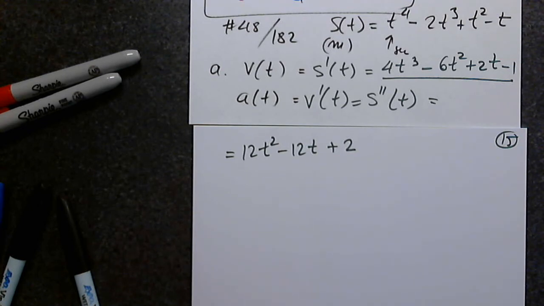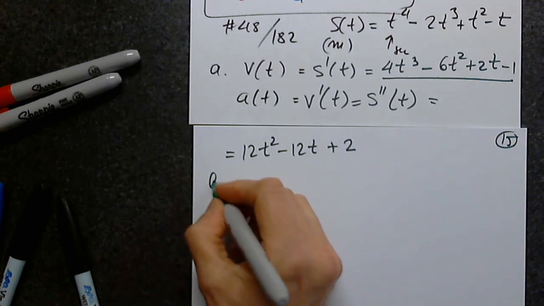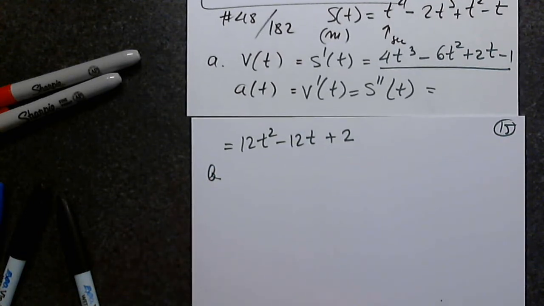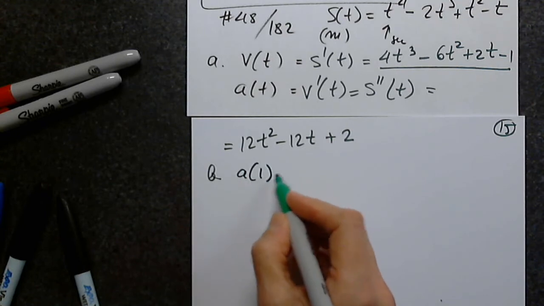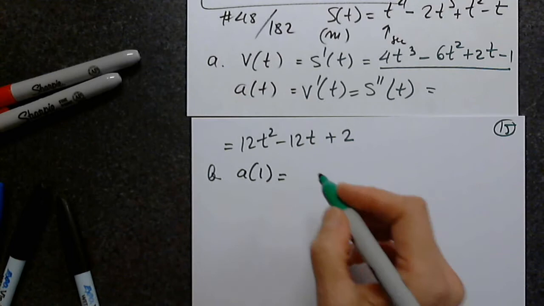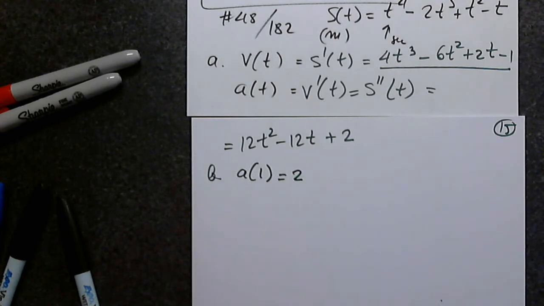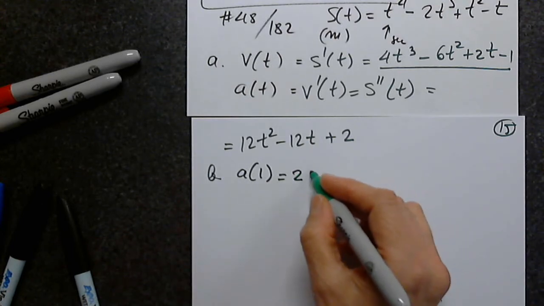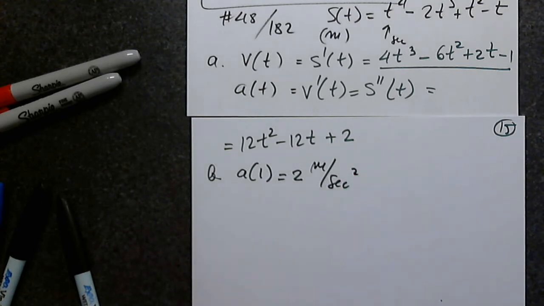Okay. Part B. Find the acceleration after 1 second. What am I asked to find? Indeed. How much is a of 1? 2. Very good. Measurement unit? Acceleration is measured in meters per second squared.